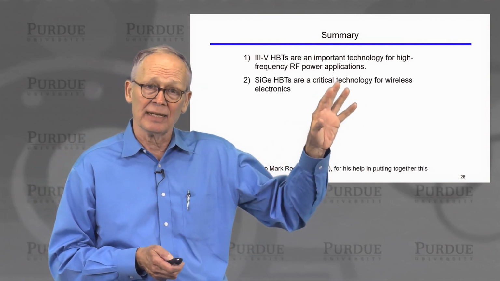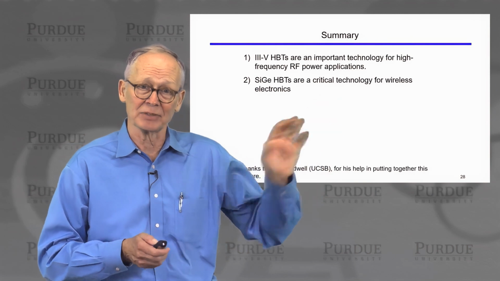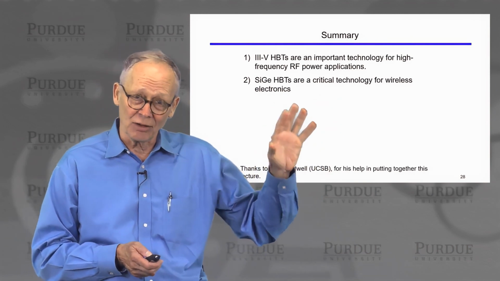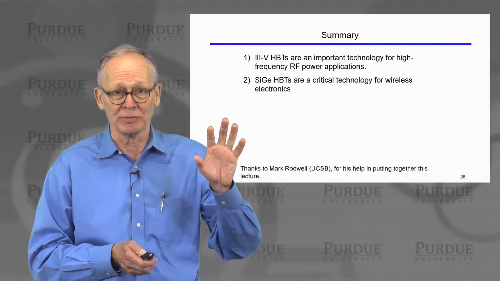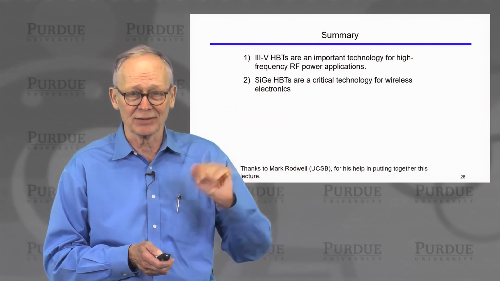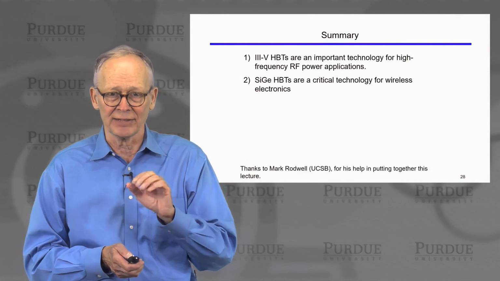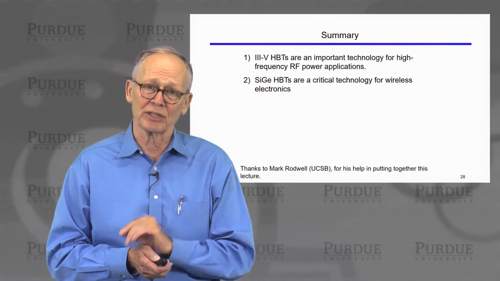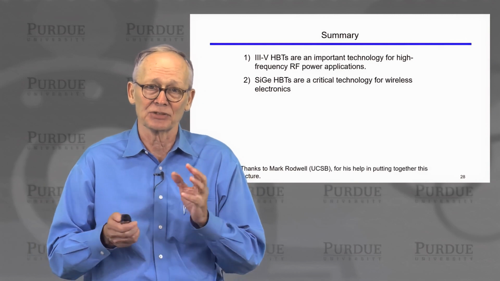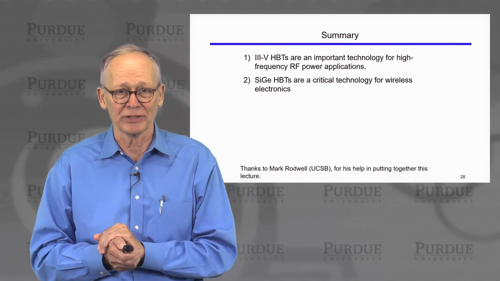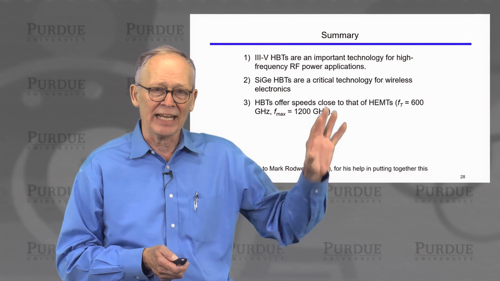Silicon germanium HBT technology, which I haven't been able to say very much about, but they are also HBTs built on a silicon germanium material system. Germanium has a smaller band gap than silicon, so that gives us our wide and narrow band gap layers. They're a critical technology widely used in personal wireless communications for those devices.